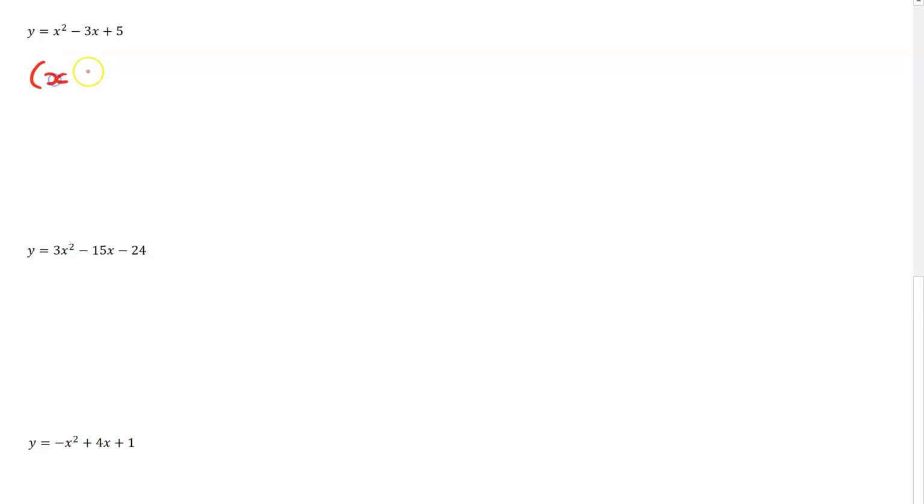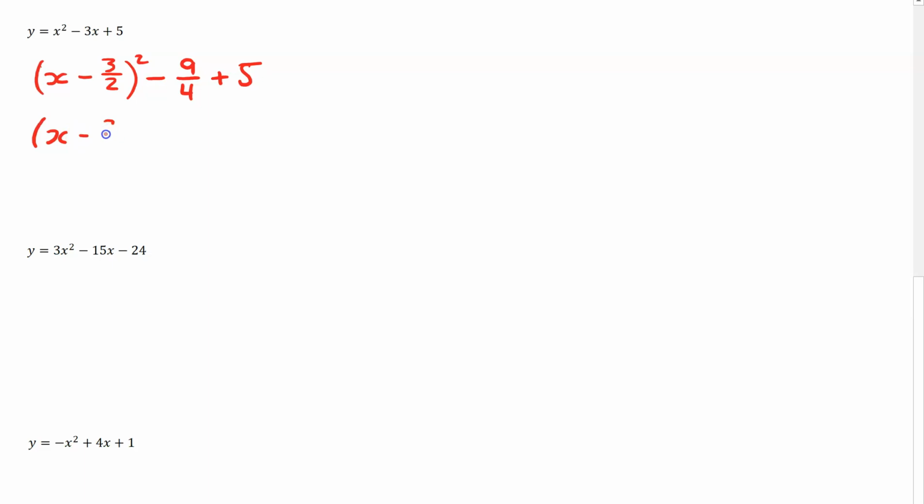We take this number here and we half it, so we get 3/2. I would advise not using decimals, because frankly it's a lot easier to square a fraction than it is to square a decimal. So if I squared that fraction, I would get 9/4, because you square the top and square the bottom. That is not what I want, so I take it away. I put in what I do want, which is a +5, and simplify.